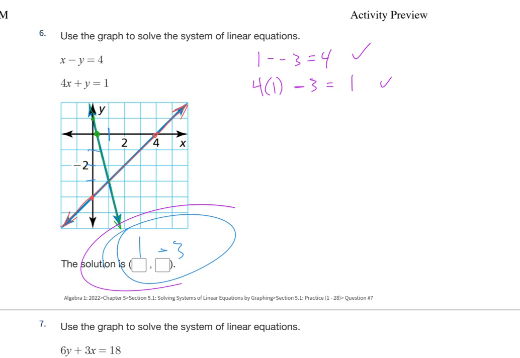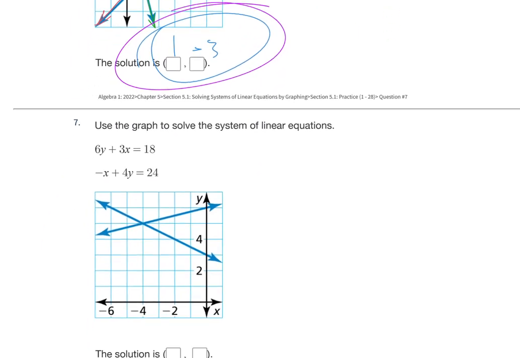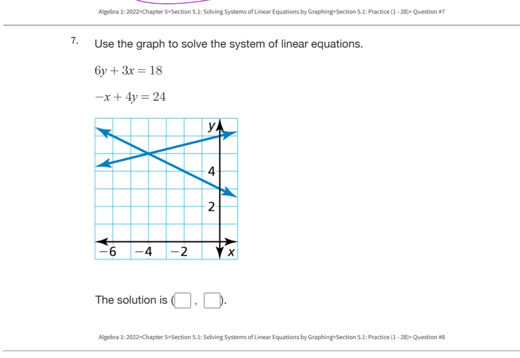Yes, it is. So confirmed, that is our answer. Okay, so this time maybe I won't graph them, but here we go. There's where they intercept, which is -4, 5. So we think it's -4, 5. Let's plug it in. So they've written this as 6y plus 3x. So watch out. So it's 6 times 5 plus 3 times -4.